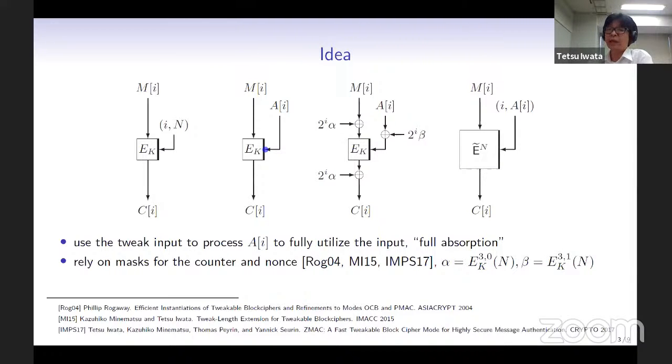However, we have to maintain a counter and we need the dependency on the nonce. And for that, we rely on masks for the counter and nonce. Like in this figure, where alpha and beta are obtained by encrypting the nonce, and we realize the counter with the doubling operation. Now, we can abstract the structure as a big tweakable block cipher E-tilde, where E-tilde takes a nonce, counter, and associated data block as the tweak input.